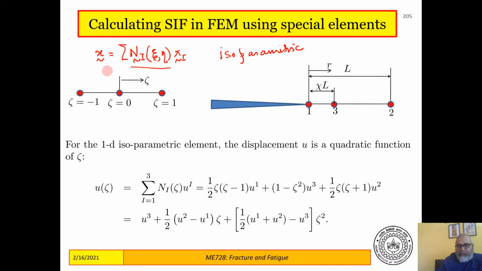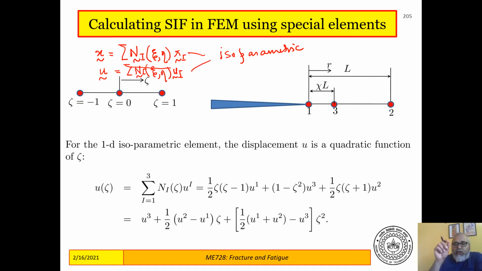Similarly, it's called isoparametric because when you approximate the displacements, you use exactly the same set of shape functions and write the displacement at any point inside the element in terms of the shape functions times the nodal displacements that you have calculated from FEM. So the position is interpolated from the nodal positions in the same way as the displacement is interpolated from the nodal displacements, and that's why this element is called isoparametric.